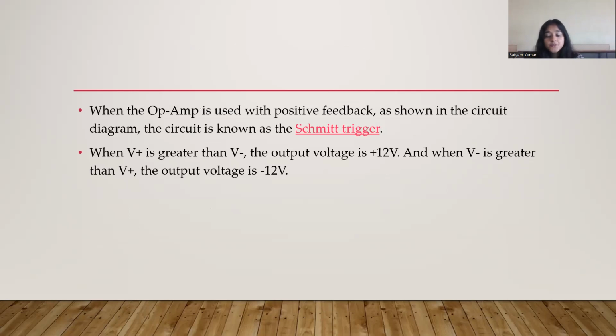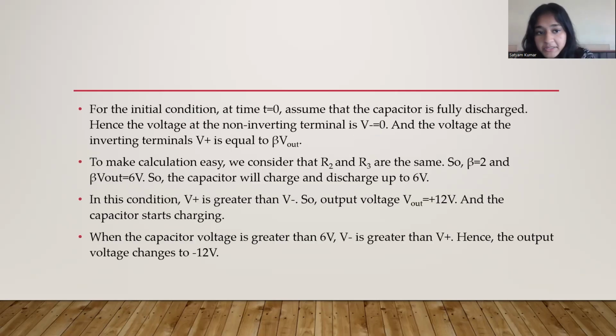When the op amp is used with positive feedback, the circuit is known as a Schmitt trigger. In a Schmitt trigger, there are two levels, UTP and LTP. UTP is the upper trigger point and LTP is the lower trigger point. When V plus is greater than V minus, the output voltage is plus 12 volt, which is the UTP, the upper trigger point. And when V minus is greater than V plus, the output voltage is minus 12 volt, which is the lower trigger point, LTP.